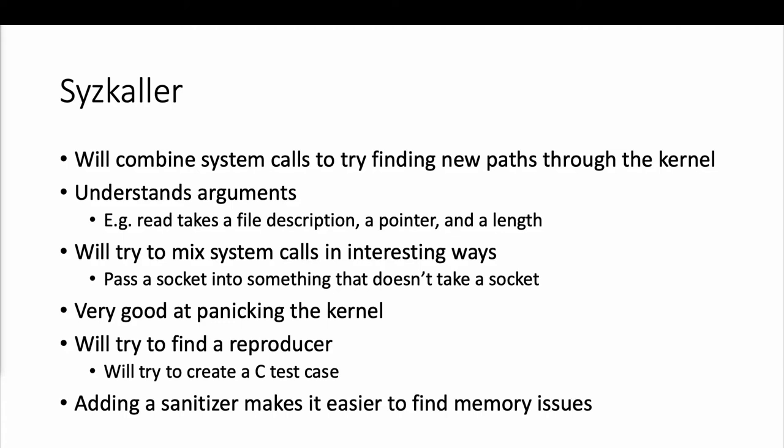And it will try to find you a reproducer, so it will give you a C test case, if it can find one. Adding sanitizers makes it a lot easier to find these bugs, though. This is why a sanitizer is good: if we add the sanitizers, it will find more bugs. We can fix them. We can hopefully make better claims about having fewer bugs in our kernel than before.